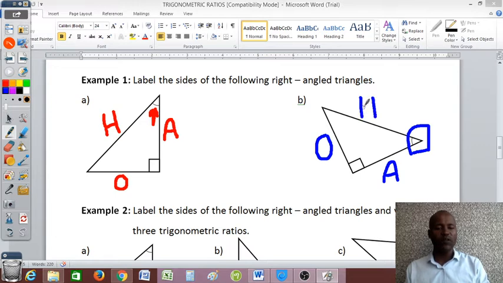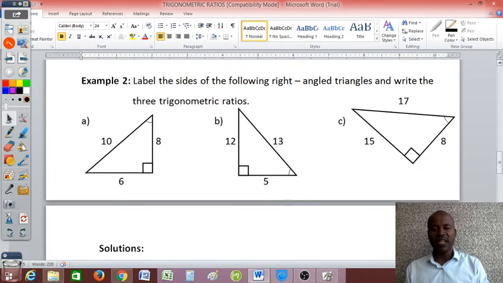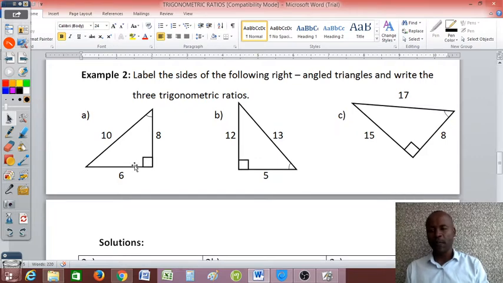So this is the way of labeling, or giving a special name, for the three sides of a given right-angled triangle. So easily you can give special names for the three sides of any right-angled triangle. Once you have been given one of the angles, you can easily name the three sides. Okay, after having this, let's proceed to the second example. That is example 2.